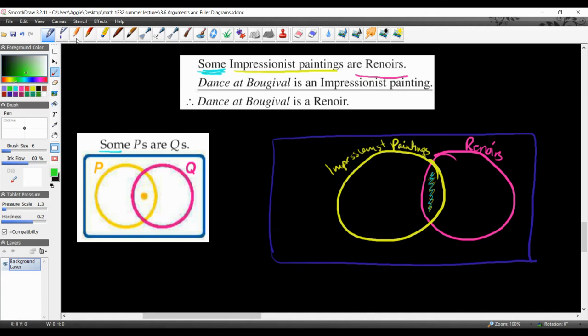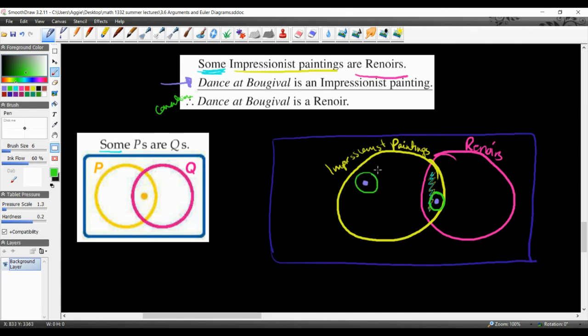So then let's do this color. So this guy, we have some painting, and now it doesn't really say where the painting is. It just says it's an Impressionist painting. So that means that I could have him here, I could have it here, but I could also have it here. Okay, so just keep that in mind. The conclusion is that this painting, Dance at Bougival, is a Renoir. So it's saying, well, it has to be this one.